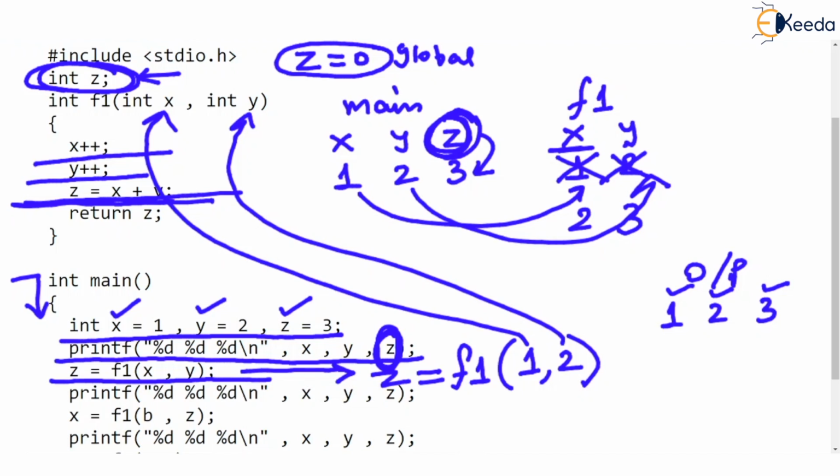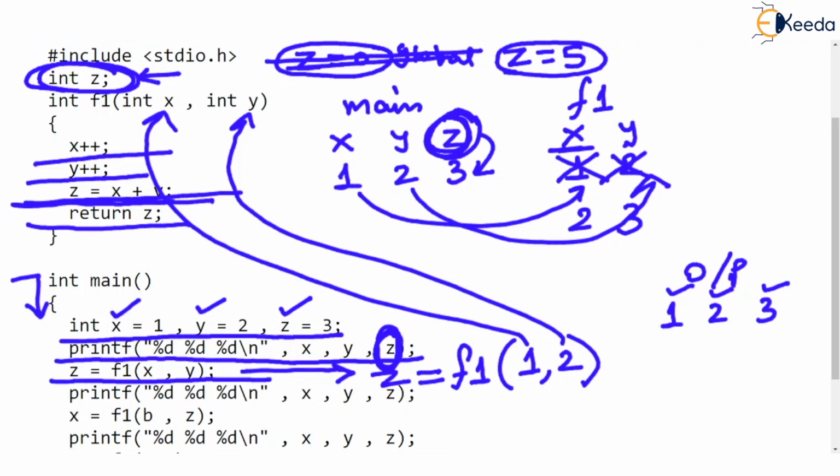Now the f1 function says that I don't have my own variable z. But hello, there is a global variable z, isn't it? And f1 says that I can surely use it. So this global variable z, which I am striking out, will become equal to x plus y, which is 2 plus 3, and z will become 5. Now this global variable z will remain 5 till it next changes. The last line of the function is return z.